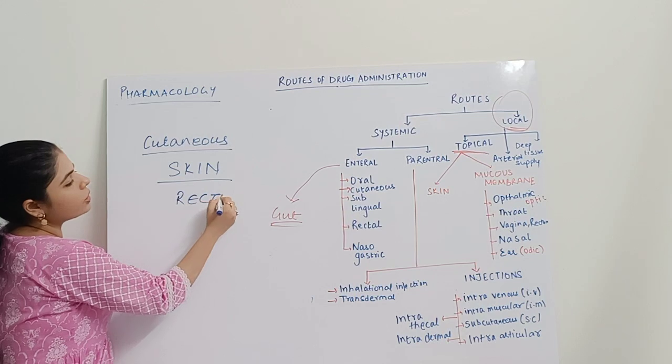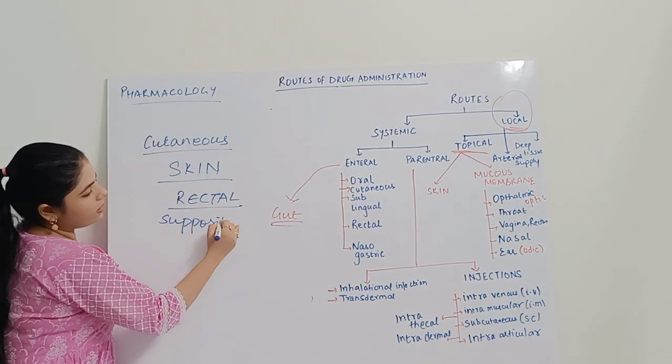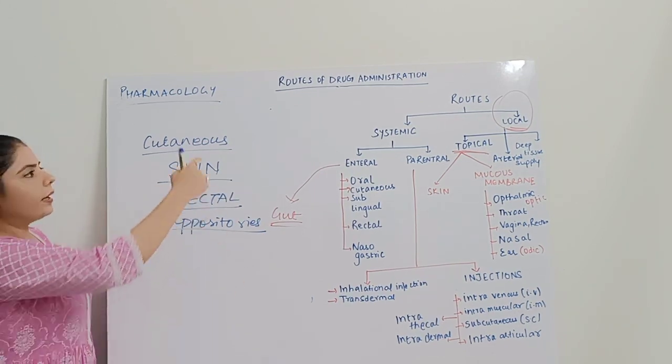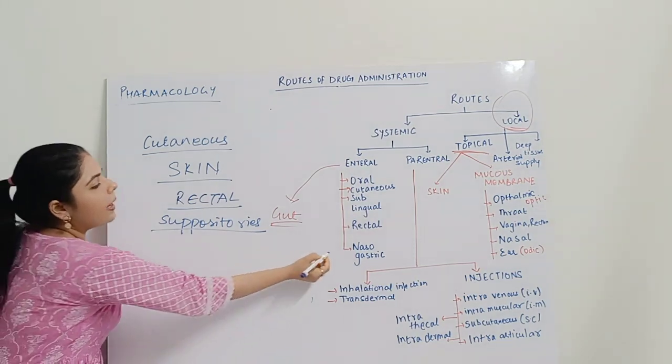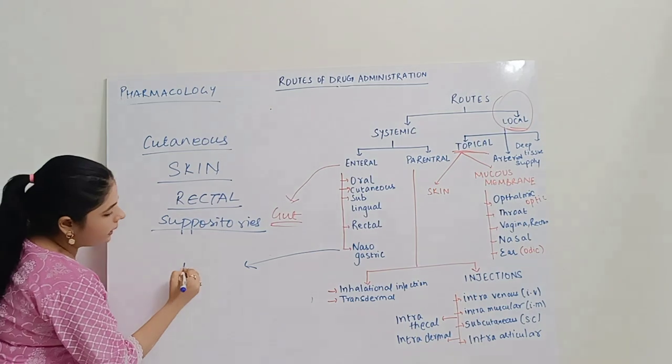Next one is rectal. Again, in the rectal region and in the vaginal region, with the help of suppositories, the drug is entered and the drug is also entering the bloodstream. That is why we have placed it into this category as well. And next we have nasogastric. So I hope the word is somehow clear.